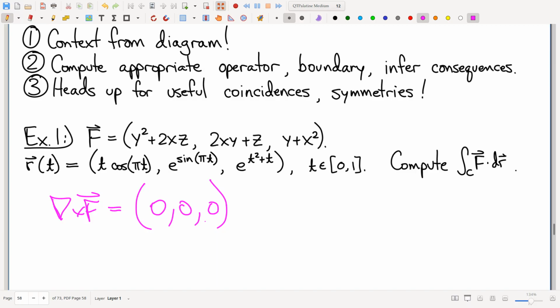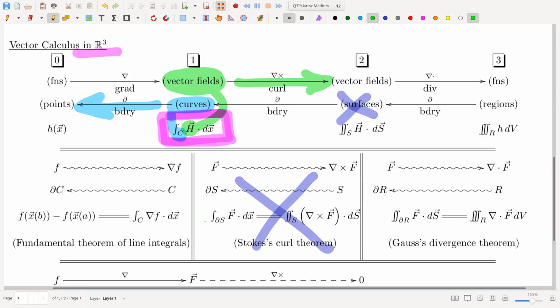So what does that tell me? Well, back to the diagram. I got 0. That means that there is an anti-gradient. That means that the fundamental theorem of line integrals is a perfectly reasonable option. After all, what would prevent me from being able to apply the fundamental theorem of line integrals? The only thing that would ever stop me is that I might not have an antigradient. This says I definitely have an antigradient. Go for it.